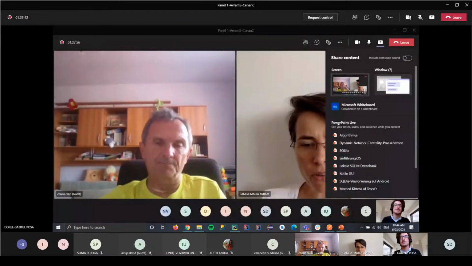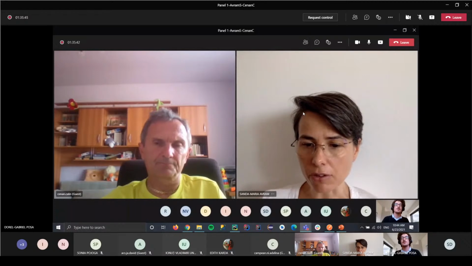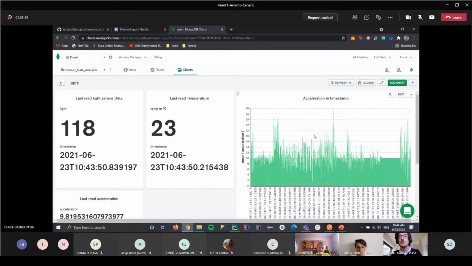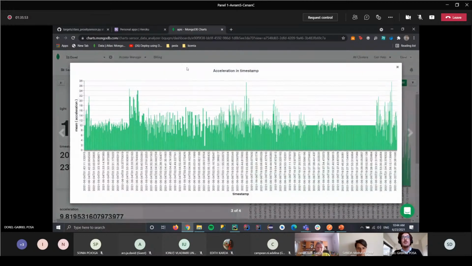So can you explain a bit more the graph on the right-hand side? Yes. This one? Yeah. Okay. The acceleration is calculated from the accelerometer using a formula, square root of x squared plus y squared plus z squared. And it shows when the phone was shaken. That's when the acceleration increased. And when the phone was sitting on the table, there's no change in the acceleration, it's constant.